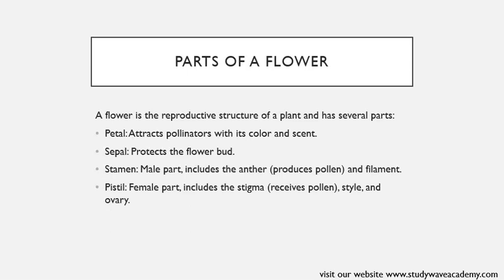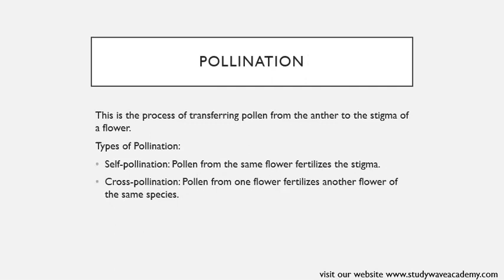These parts work together in the process of pollination and fertilization to help flowers produce seeds and eventually new plants. Let's look at the meaning of pollination. This is the process of transferring pollen from the anther to the stigma of a flower. This helps the flower make seeds and new plants. It's the process of transferring pollen from one part of the flower to another.